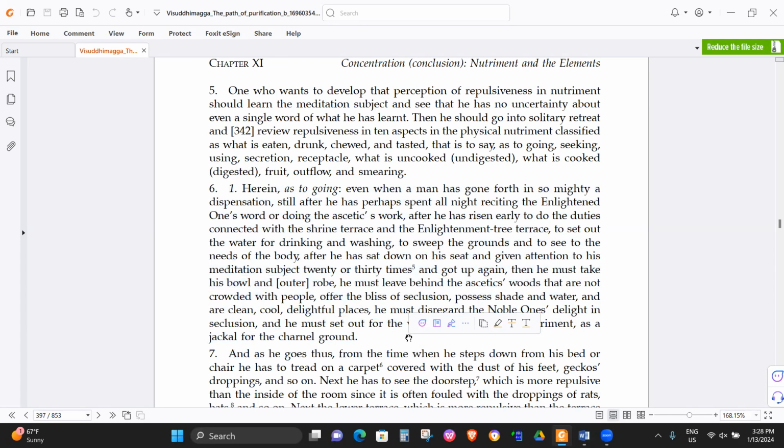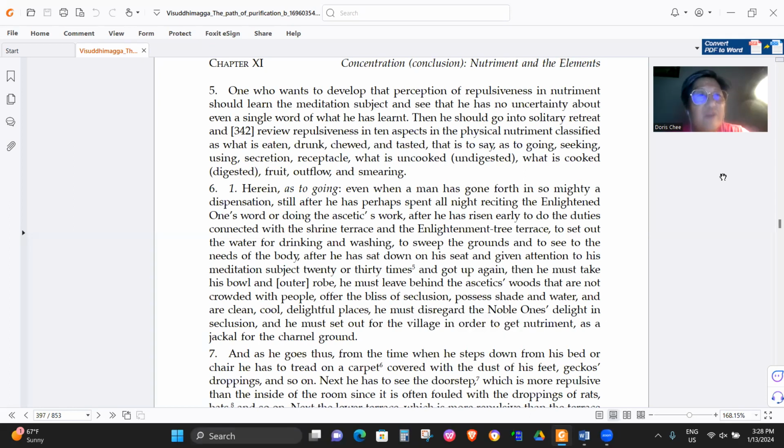Herein, as to going, even when a man has gone forth in so mighty a dispensation, still after he has perhaps spent all night reciting the enlightened one's word or doing the ascetic's work, after he has risen early to do the duties connected with the shrine terrace and the enlightenment tree terrace, to set out the water for drinking and washing, to sweep the grounds, and to see to the needs of the body, after he has sat down on his seat and given attention to his meditation subject 20 or 30 times, and got up again, and then he must take his bowl and outer robe.